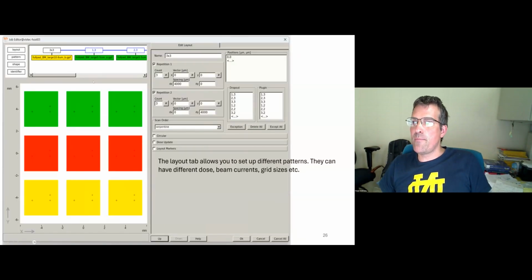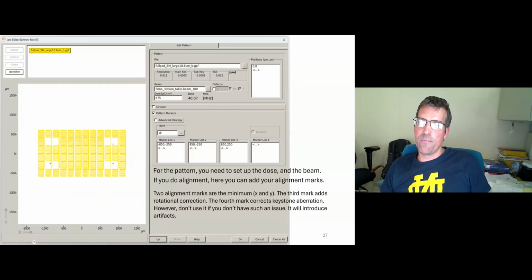Now, this layout tab, you probably know, allows you to set up different patterns. So you can set up, like, these 3 different colors are different patterns. That allows you to expose different patterns, or you can use different beam currents or doses for the different patterns. So, for example, if you want to make a contrast curve, you want to have different doses, and then you can set it up here.